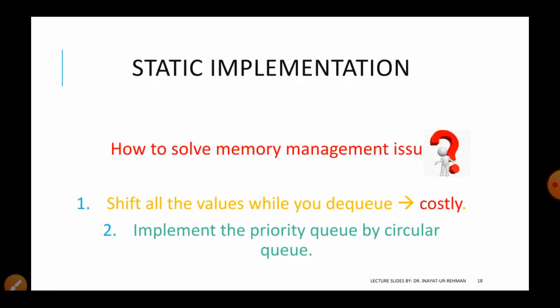So in static implementation there are some issues. As we discussed in the earlier ordinary queue, there are also issues of memory management in the priority queue. Like if there is only one element in the queue which is at size minus 1 index and we want to enqueue another value, then the message appears that there is no space in the queue, although we have space. We can solve this issue in two ways. First of all, after dequeue, shift all elements of the queue to the left, but this method is costly. Another good solution is to implement the priority queue by circular queue to avoid the memory management issues.